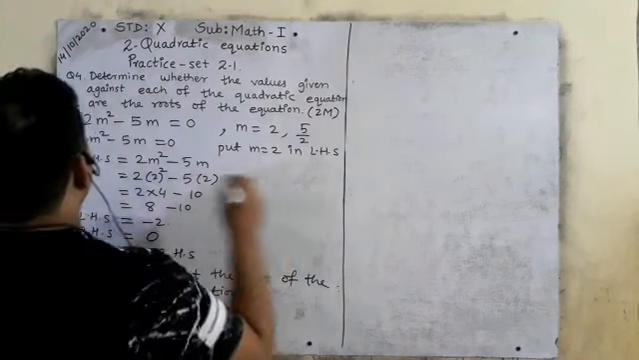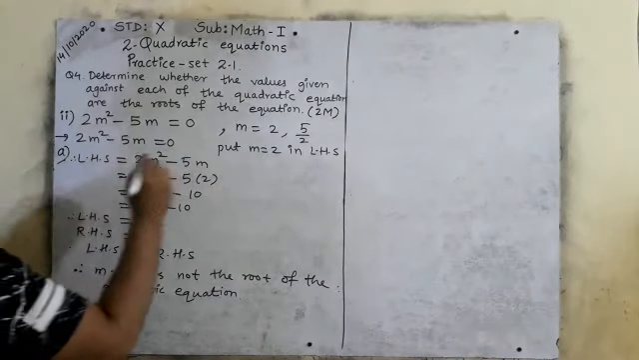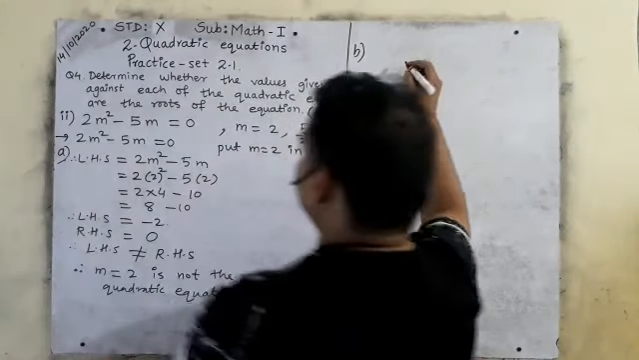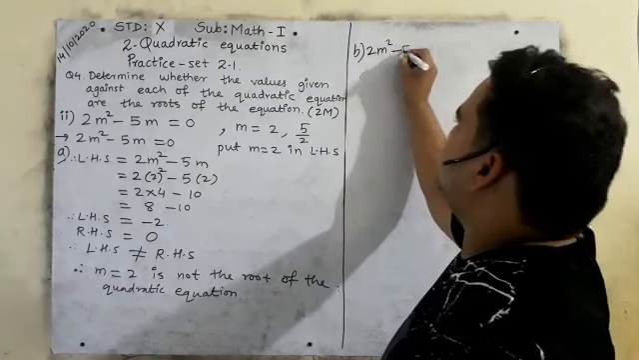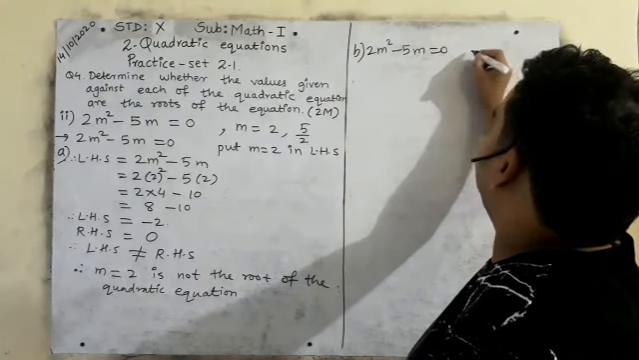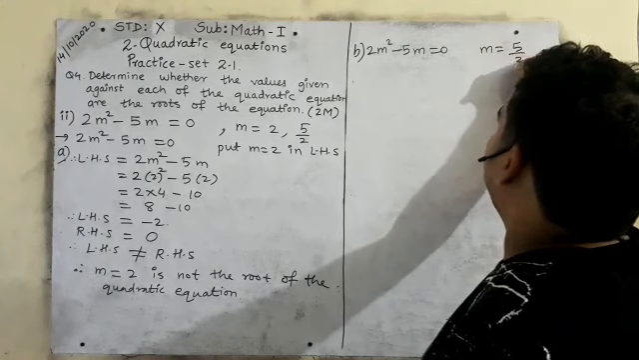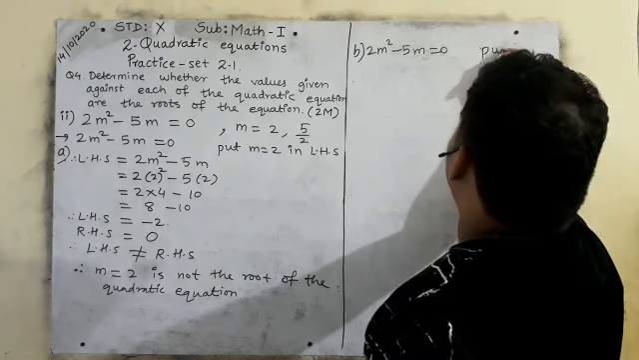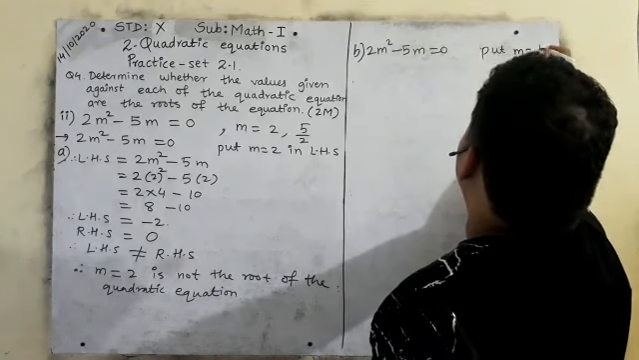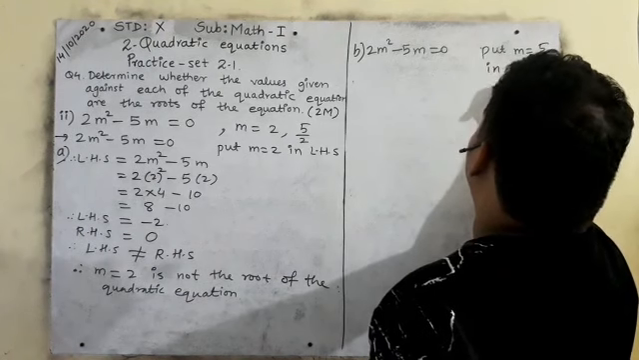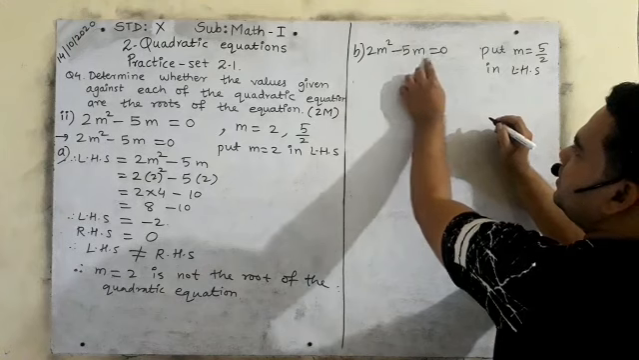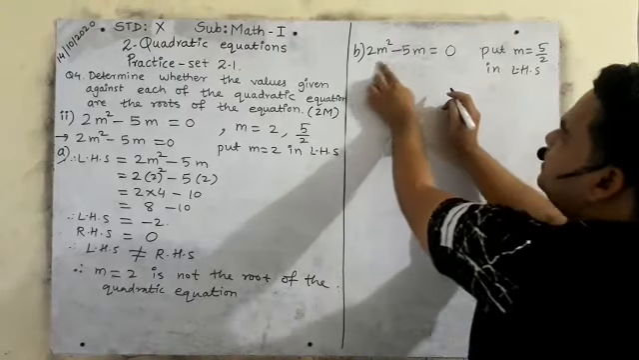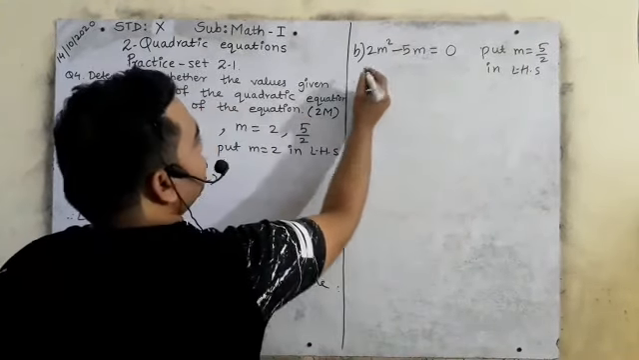Now you will solve B1, which means you will utilize 5 upon 2 there. See B1, you will write this again: 2m square minus 5m is equal to 0, and then you will utilize m is equal to 5 upon 2. So you will write, put m is equal to 5 upon 2 in the LHS. From here to here it is the left hand side and 0 is the right hand side. Is it clear? Instead of m you will use 5 upon 2.